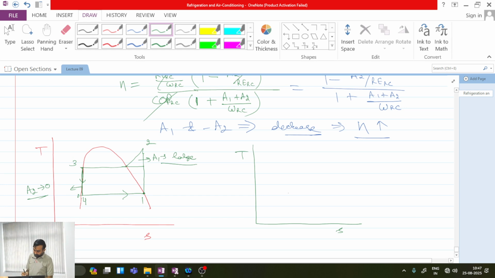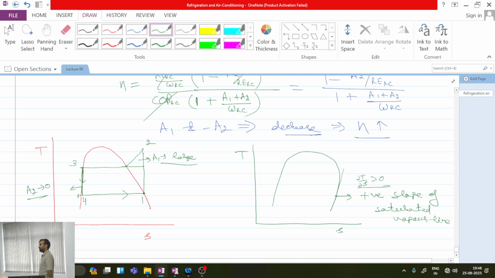So the second category could be a refrigerant with a positive slope of the saturated vapor line. You can see over here entropy is also increasing, temperature is also increasing. So for this saturated vapor line, del T by del S is greater than 0. It means the saturated vapor line has what type of slope? Positive slope. So if you go for this and do the isentropic compression, what will happen?